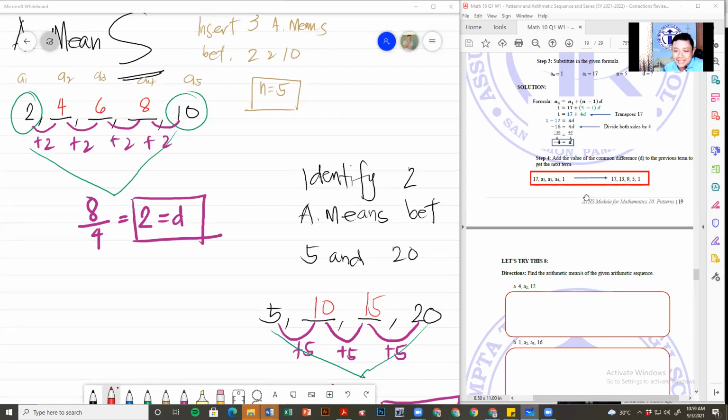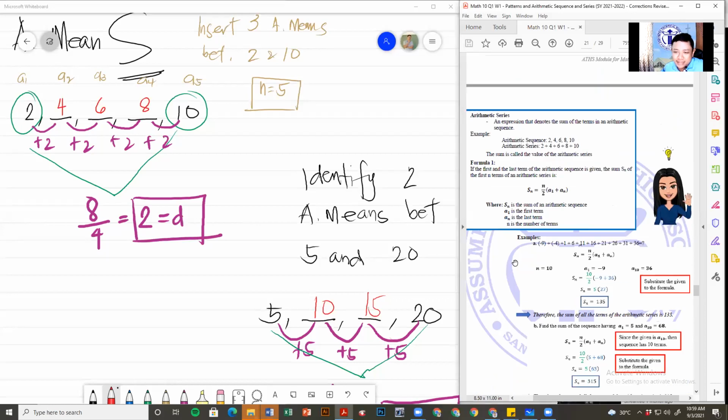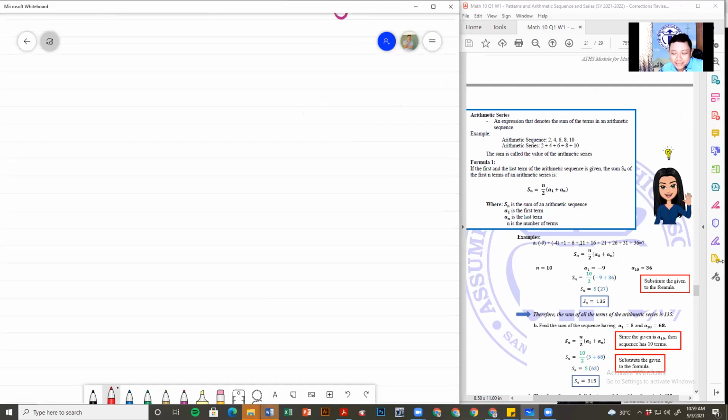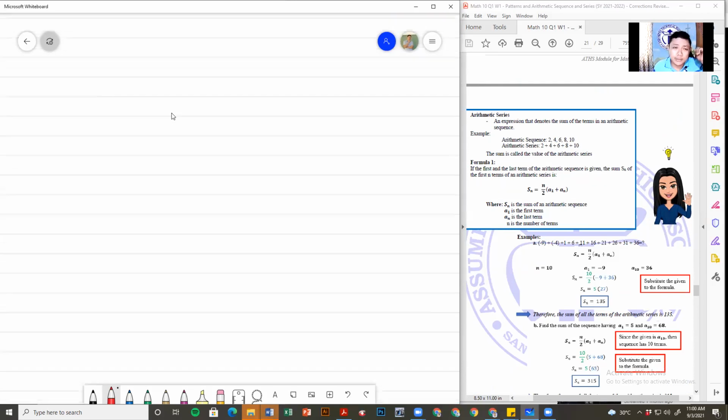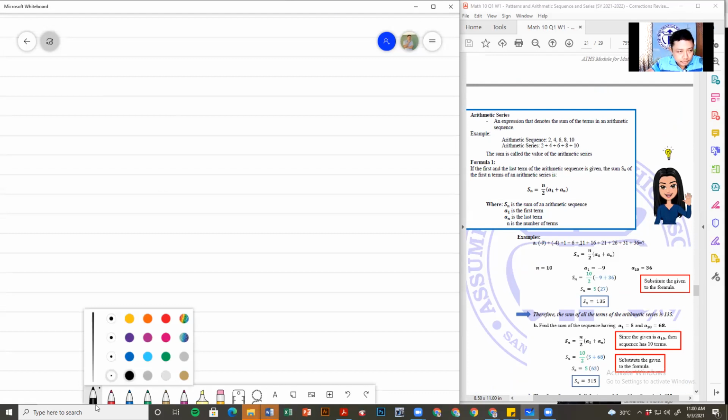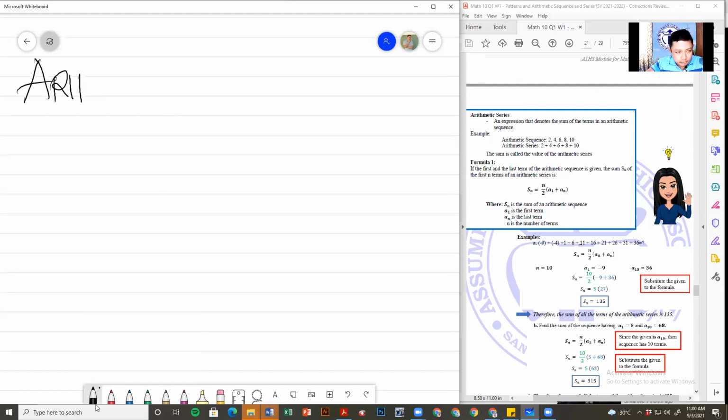Let's now move on finally with the very last part. And this is also easy as well. We're done with the arithmetic sequence, arithmetic means. Now we are down to the arithmetic series. Based on our discussion a while ago, when we say series, what do we mean? Type the answer in the chat box. When we say series, what do we mean? Because we are now moving to arithmetic series. When we say series, what do we mean? Please type it in the chat box.